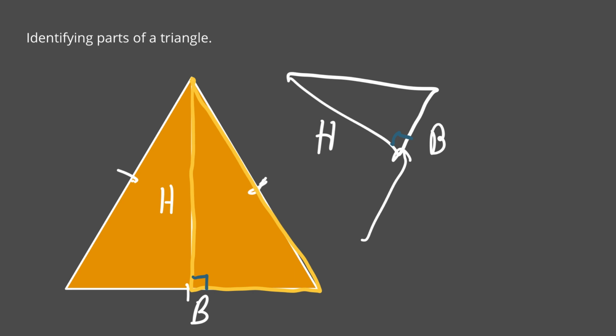Now that we understand that, we're going to try and find the area, or in other words, the space inside of our shape. In this case, it's all colored in with orange. The formula for this is area equals your base times your height, all divided by 2. Let's try a couple examples.